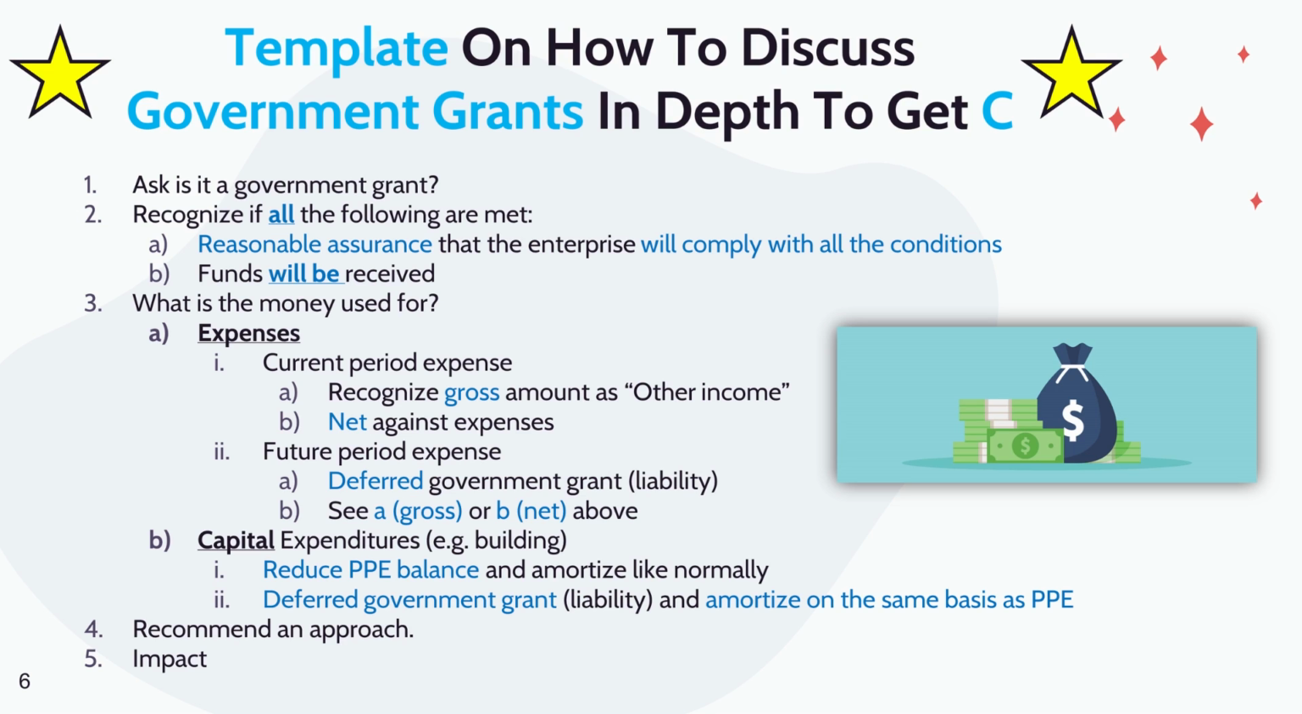Is it for a current period or is it for a future period? Lastly, you're going to conclude on the impact, which is normally talking about what the users care most about, whether it's net income, assets, or liabilities. Don't worry if you feel that this is kind of confusing, because I'm going to go through examples using this template for both government grants on expenses and on capital expenditures.